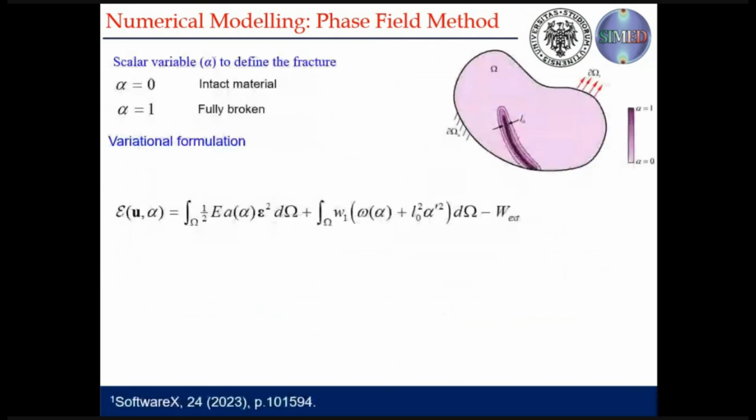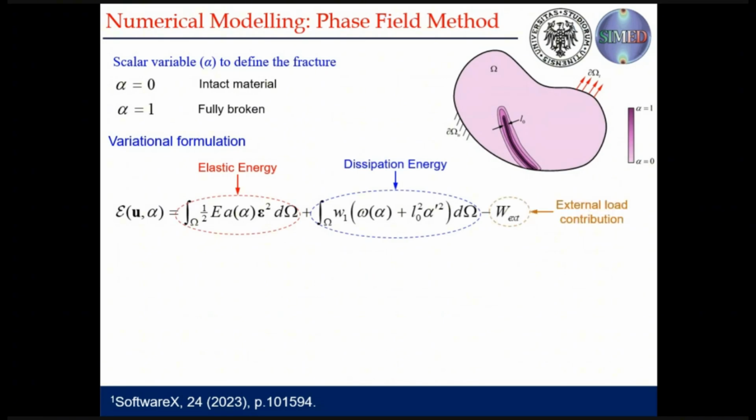If we talk about a little mathematics behind this, so let's say we have this domain in which we have a crack. So we diffuse the crack in the whole domain, and our phase field, that's a scalar variable, its zero value is indicating an intact material, and its value 1 is indicating the fully broken material. If we go for the variational formulation for this methodology, it consists of elastic energy, then dissipation energy, and then the applied loads. In the elastic energy, we have a degradation function.